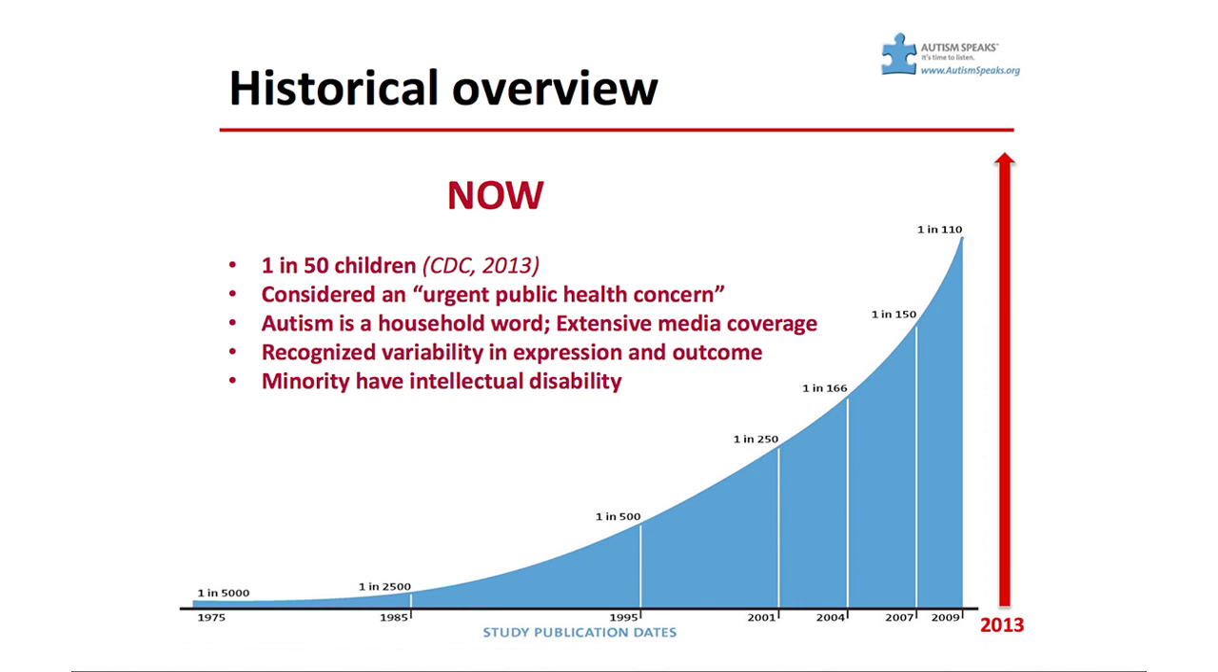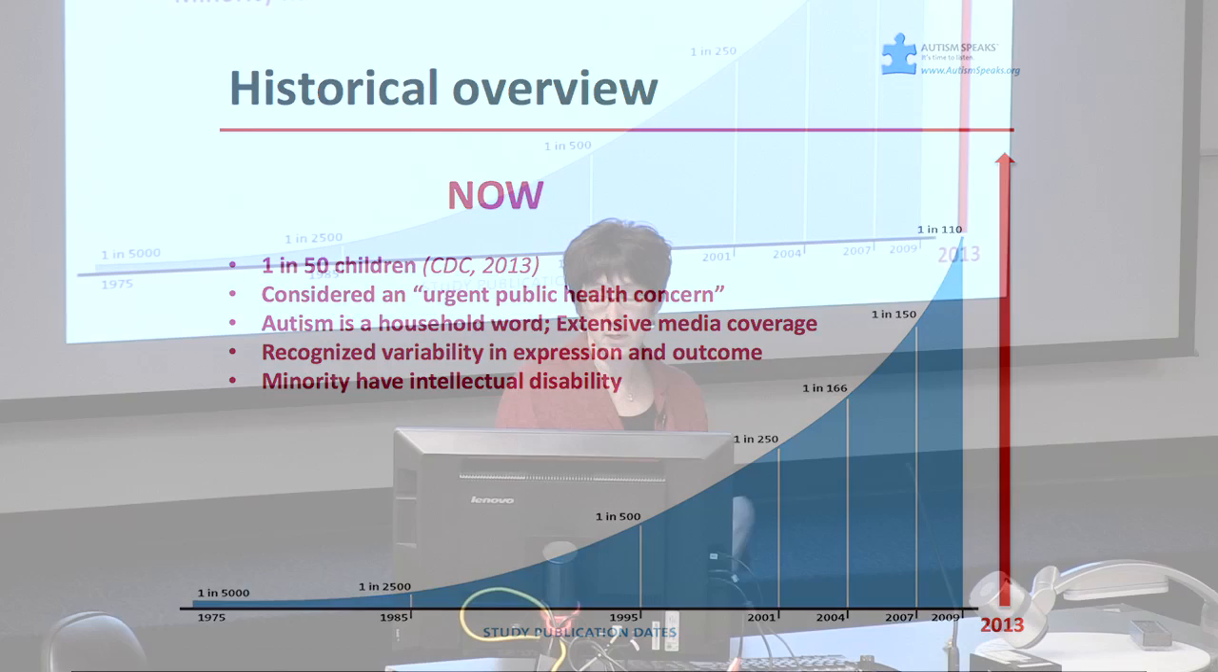We recognize now that there's a great deal of variability in what autism looks like from one child to another. And in the last CDC report in 2012, the finding was that a minority had intellectual disability, which is a very big change. So what autism looks like now is very different from what it looked like when I started out in the field.